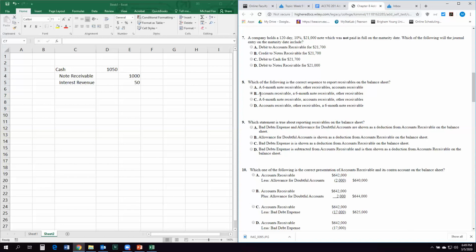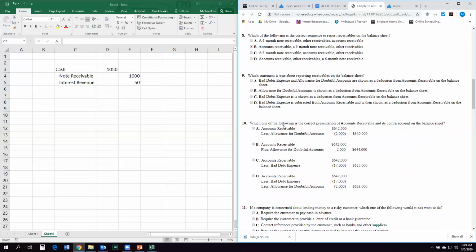Can we do number 9 too? Sure. Which statement is true about reporting receivables on the balance sheet? Bad debt expense and allowance for doubtful accounts are shown as a deduction from accounts receivable. That's not true, because bad debt expense isn't even on the balance sheet. It's an expense, so it would be on the income statement. Allowance for doubtful accounts is shown as a deduction from accounts receivable on the balance sheet. That one looks promising, but I want to read the others. Bad debt expense is shown as a deduction. Nope, because the expense isn't even on the balance sheet. And bad debt expense is subtracted from the accounts receivable and then shown. So it's going to be B.